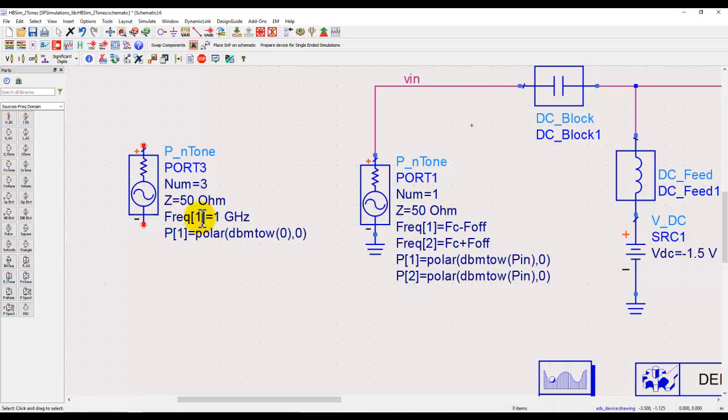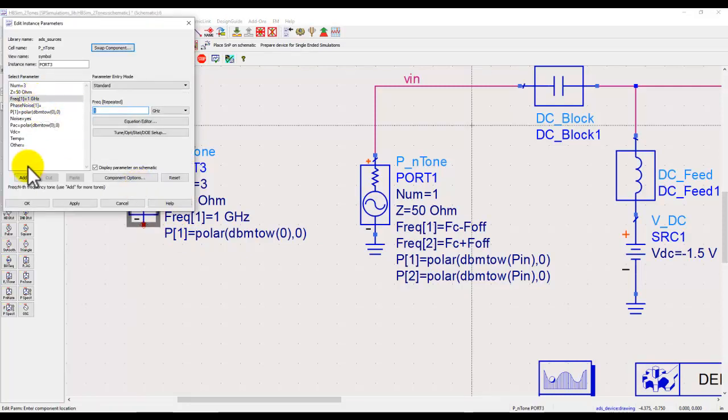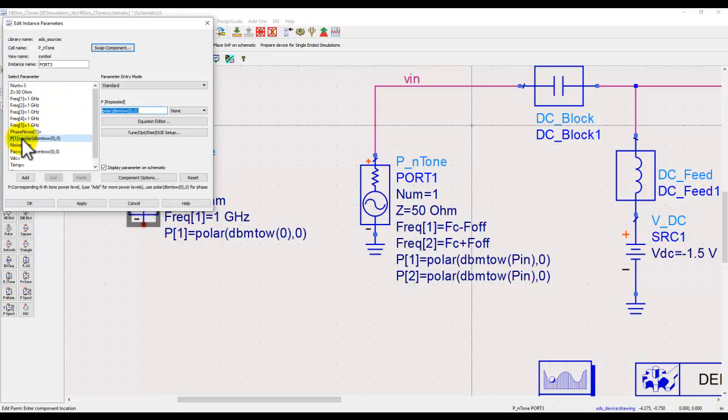Now for each frequency tone, you have a corresponding power to be defined. So if I double click on this source here, we can go ahead and add, let's say, 3 tones or 4 tones or 5 tones to our source, and we can specify the frequency as we need. Now for each of these frequency tones, we need to have the power defined. Otherwise, ADS doesn't know what power level to set for the spectral content which you added just now. So that's how we set up the PN tone source.